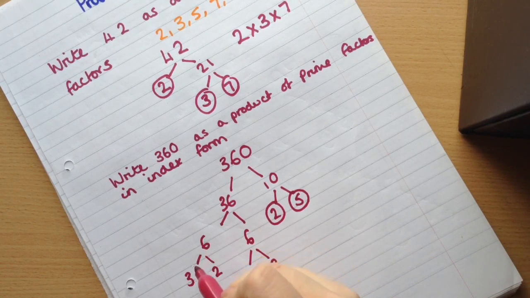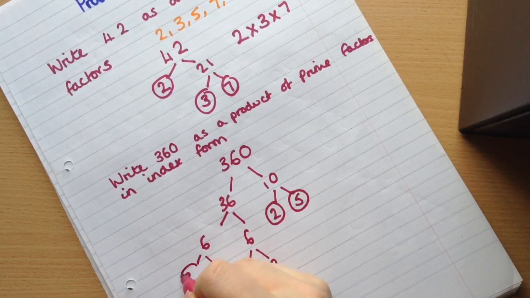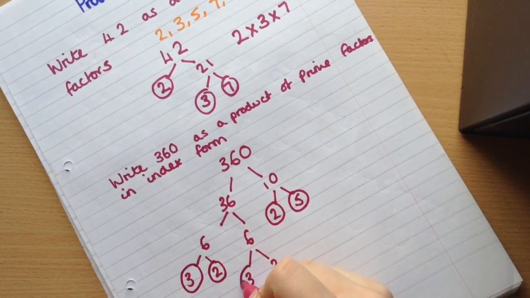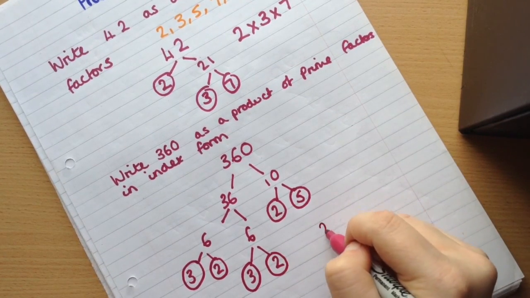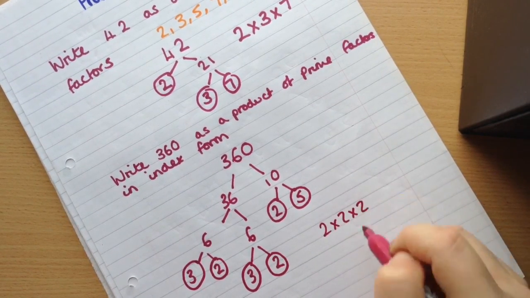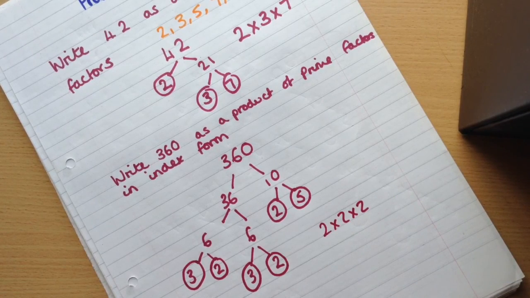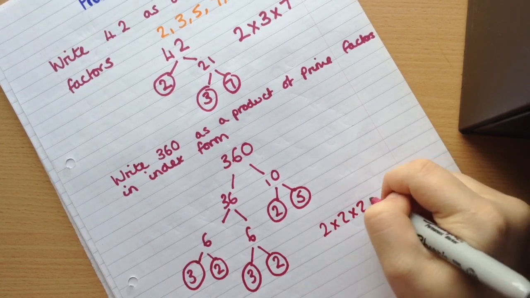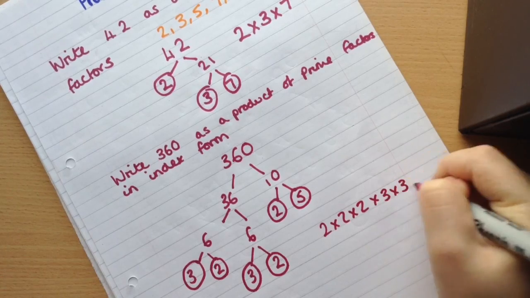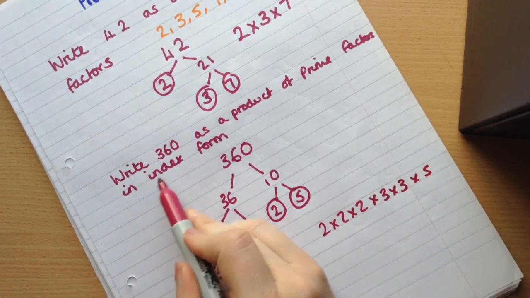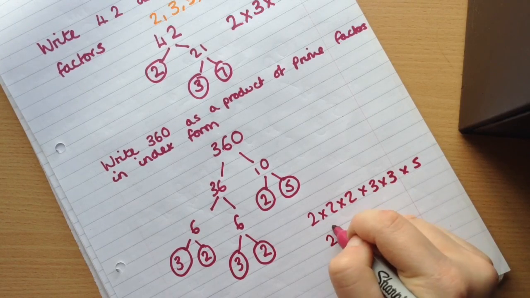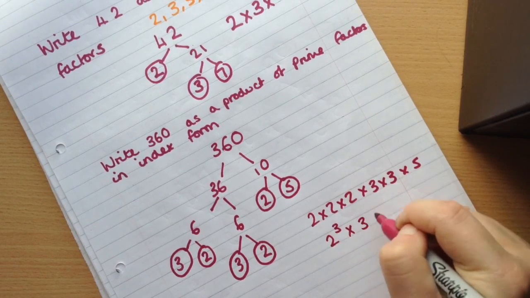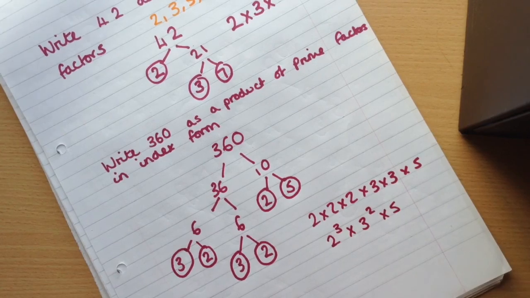So I wouldn't split 6 into 3 and 3 because they would add to make 6. I want a times to make 6. And I circle those. So I will end up with 3 2s and 2 3s and a 5. Now it says in index form, so it's telling me that I have to rewrite this as 2 to the power of 3 times 3 to the power of 2 times 5.